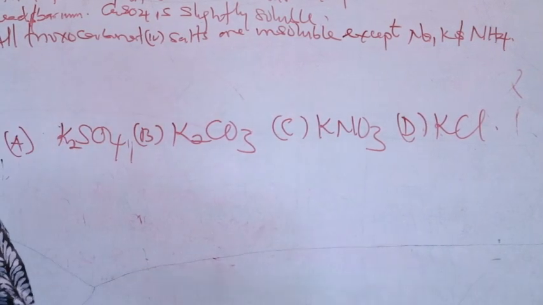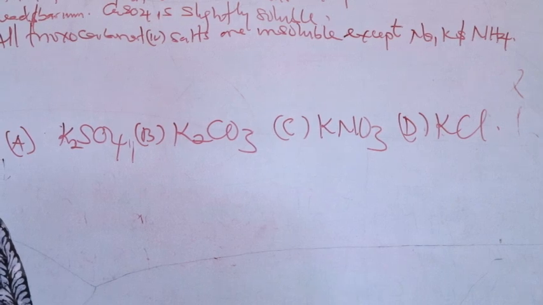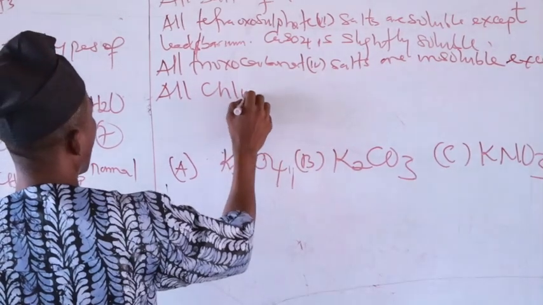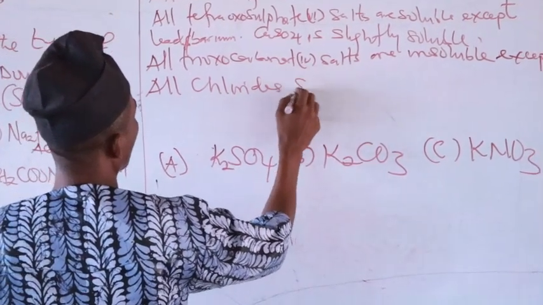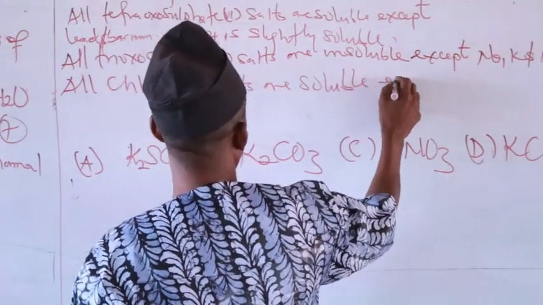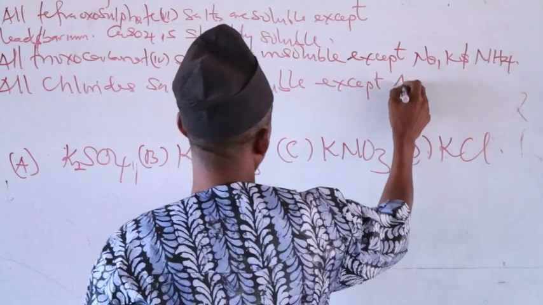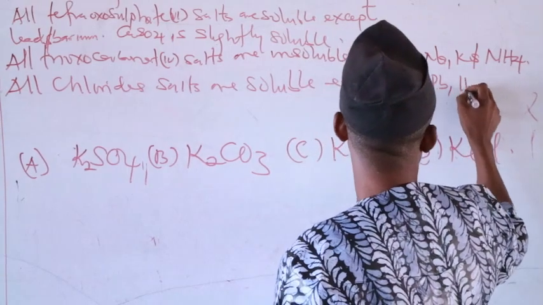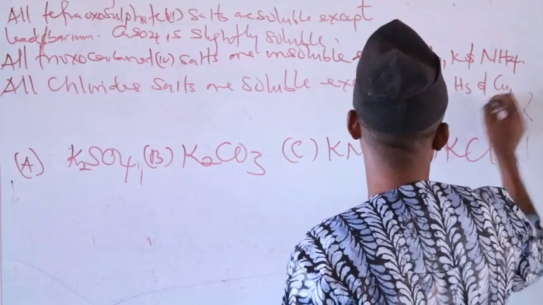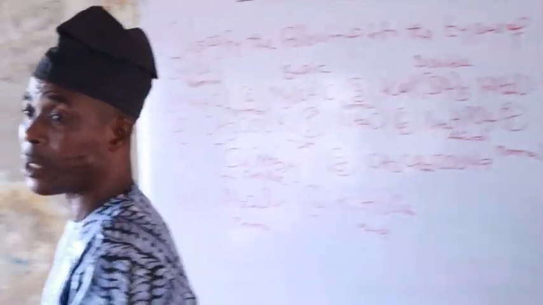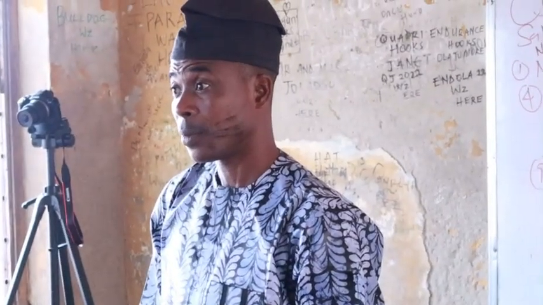Talk of which other one I've not mentioned? Chloride. All chloride salts are what? Soluble, except silver, lead, mercury, and copper 1. Copper 1 chloride is insoluble in water, but copper 2 chloride is soluble. Is that okay?